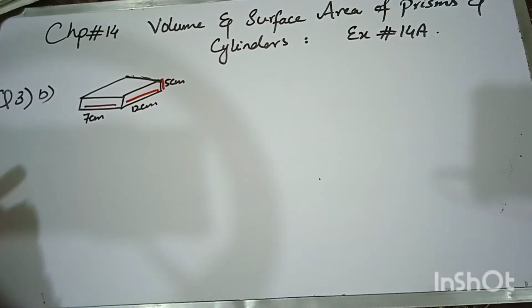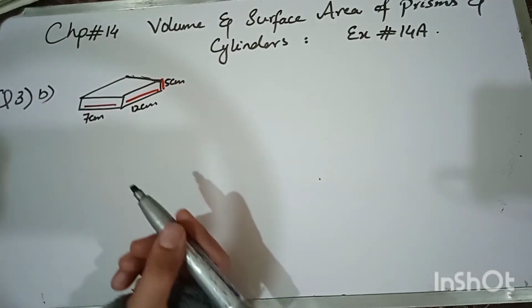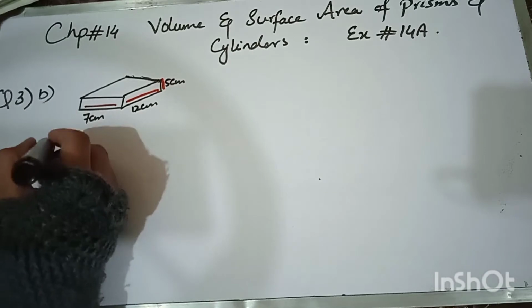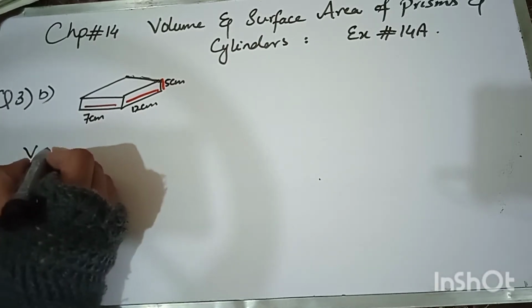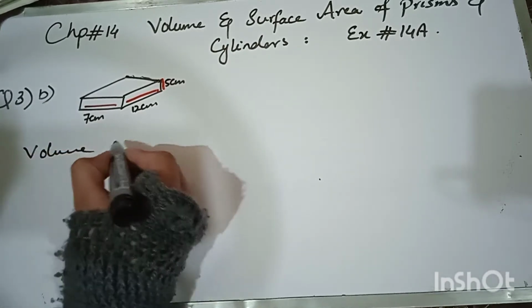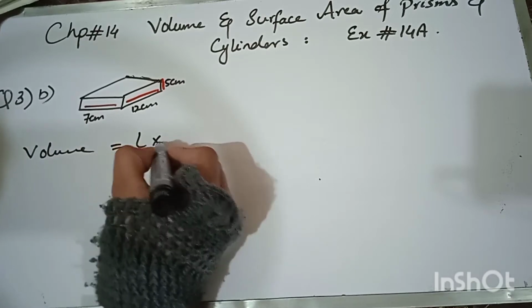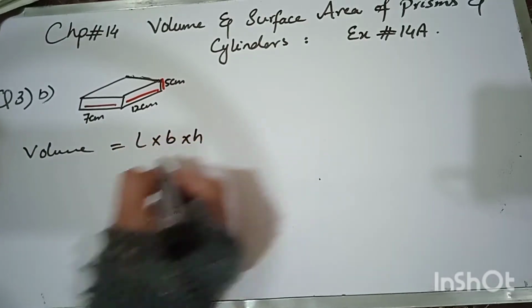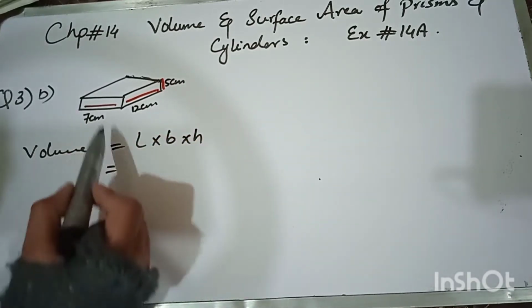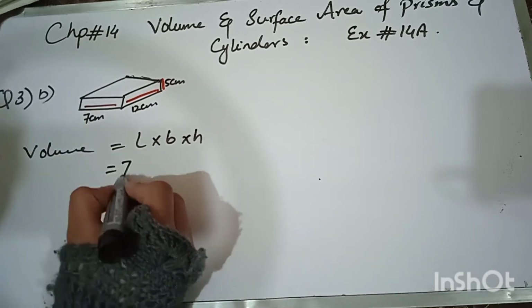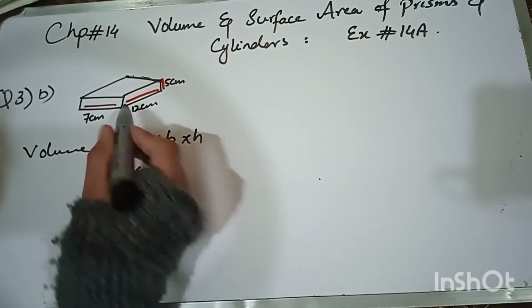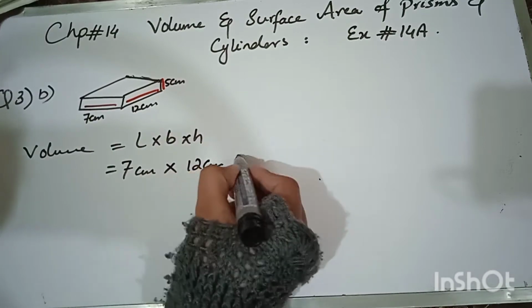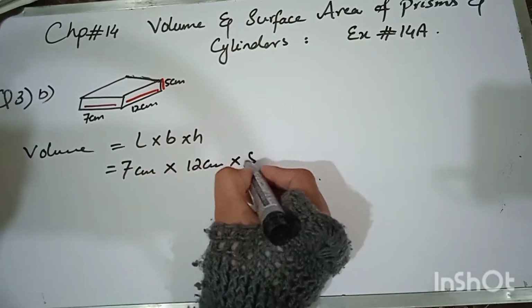So again we have to write down the formula to find out the volume first of all, and then we find out the total surface area. To find out the volume, we have the formula: volume is equal to length multiplied by breadth multiplied by height. Now write down the length of the shape, that is 7 centimeter, multiplied by breadth 12 centimeter and multiplied by height, and height is 5 centimeter.